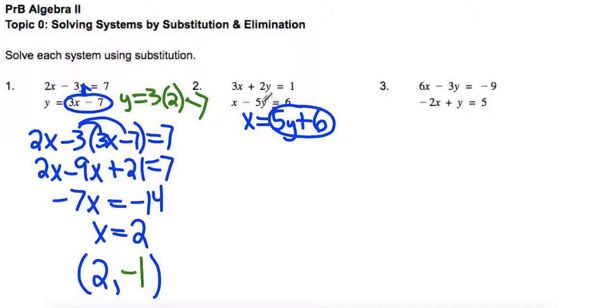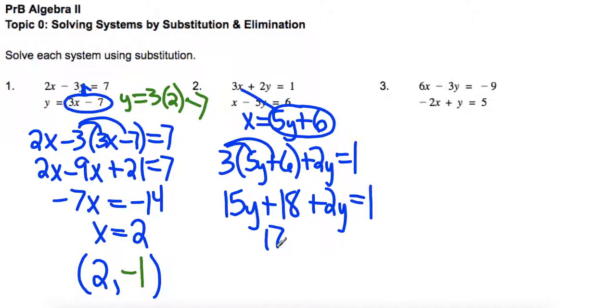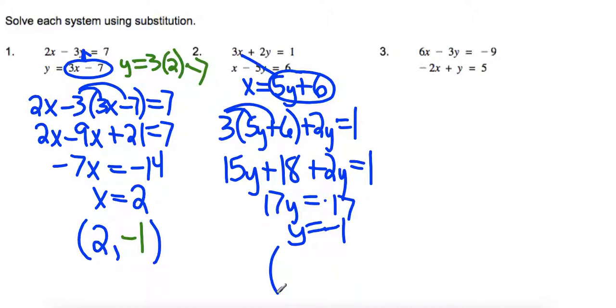Then I will take that and plug it into x in the other equation. So we get 3 times (5y plus 6) plus 2y equals 1. We're going to distribute that. 15y plus 18 plus 2y equals 1. I'm going to combine my like terms, 17y. I'm going to go ahead and subtract 18 over. It's negative 17, and divide to get y equals negative 1. It really is negative, I promise. Okay, so we have negative 1.